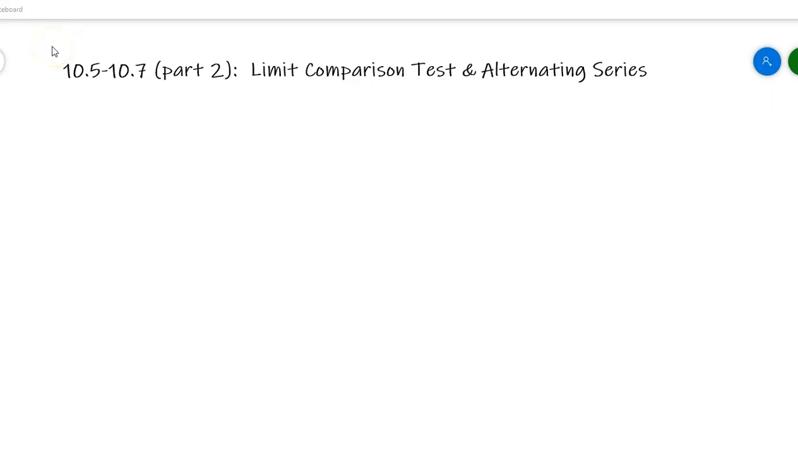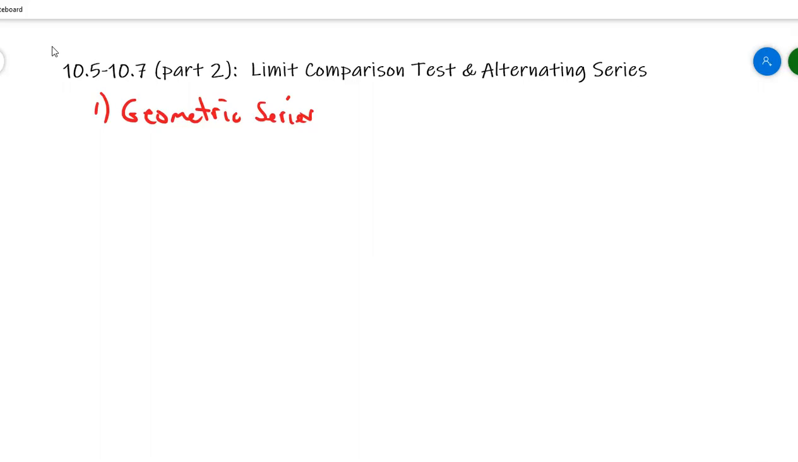All right, so let's start with sort of a recap of the series tests we've done so far. The first one we had done was a geometric series. If you can identify something as a geometric series, that makes it real easy. Ratio is less than 1, absolute value, it converges. Bigger than 1, it diverges.